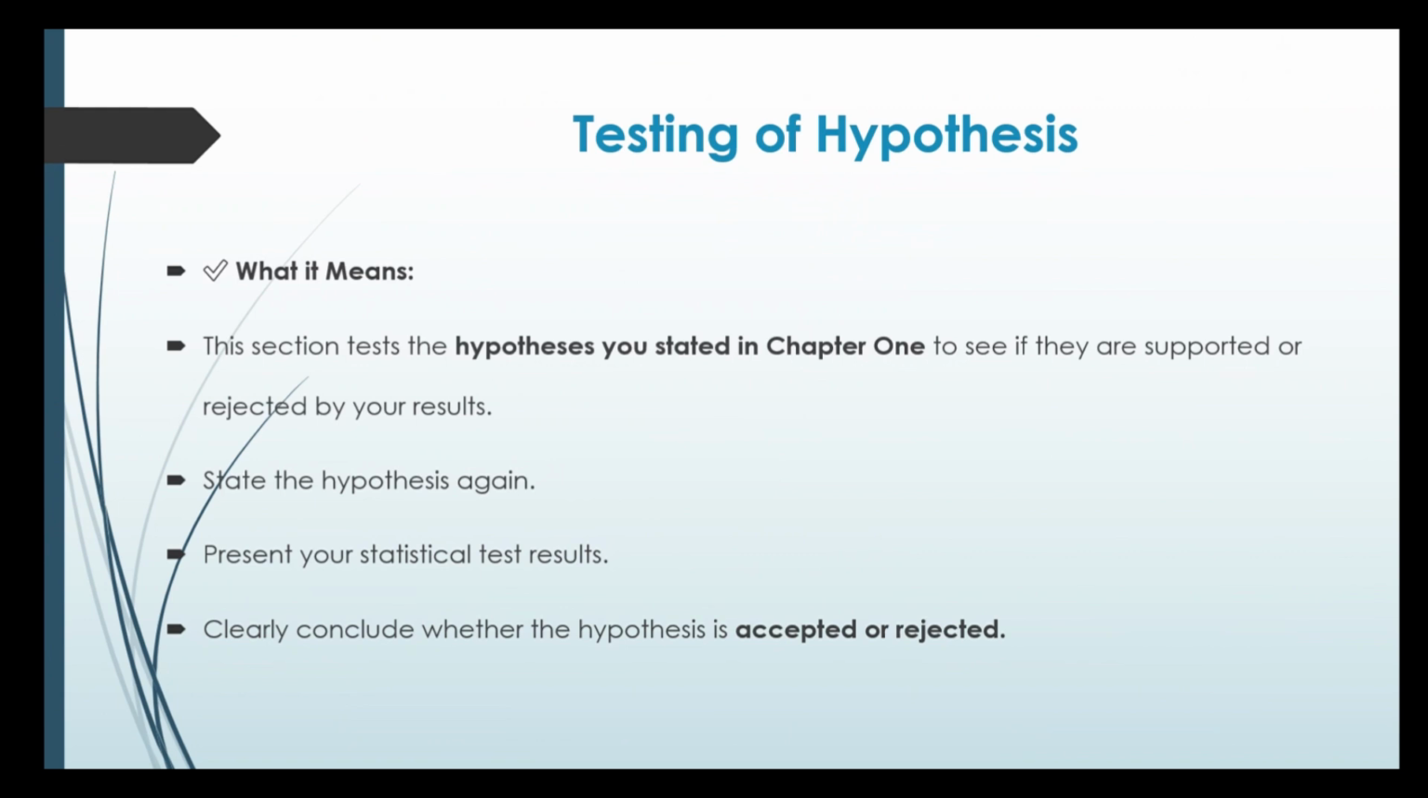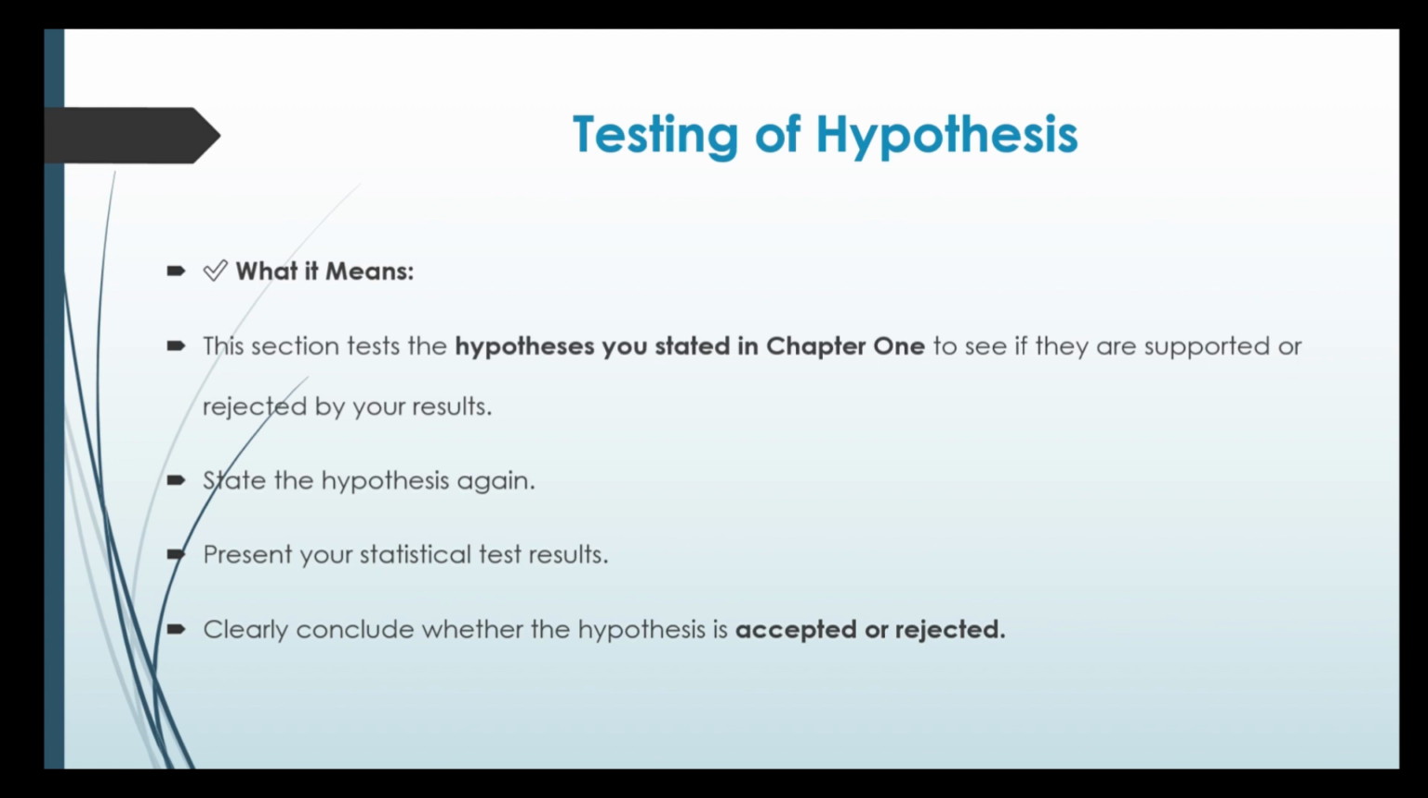Provide the result. Now, we also know what we call hypothesis. This is a place where you also conclude which hypothesis your work aligns to. Does it subscribe to the null hypothesis? Does it subscribe to the alternative hypothesis? Now, we said that this section tests the hypothesis that you stated in your chapter 1 to see if they are supported or rejected by your result. Here you state the hypothesis again. Present your statistical test result. Before you present your statistical test result, you must have conducted something. You also conclude whether your hypothesis is accepted or rejected.